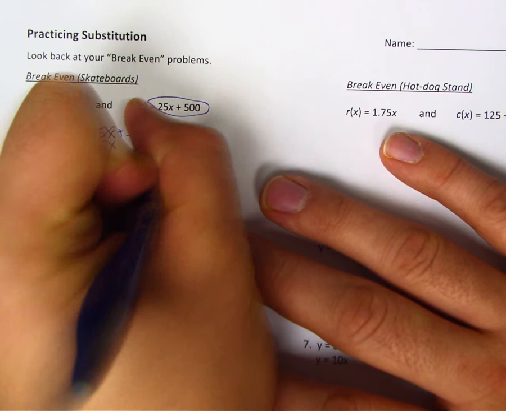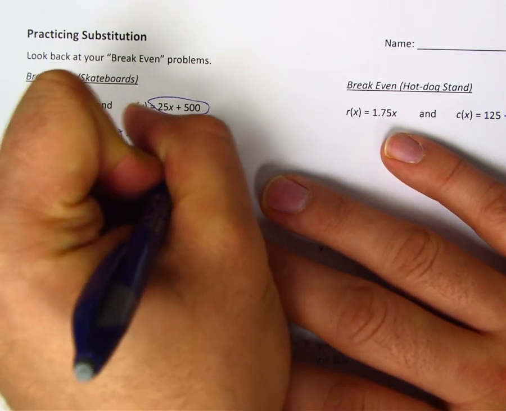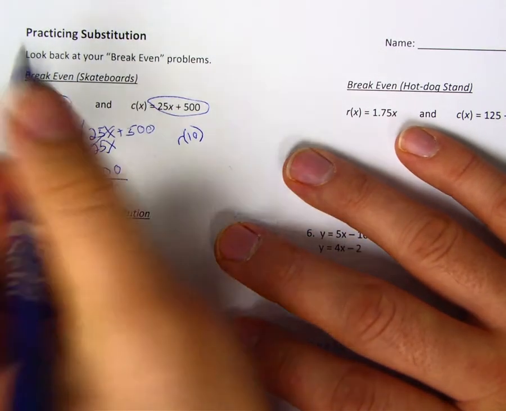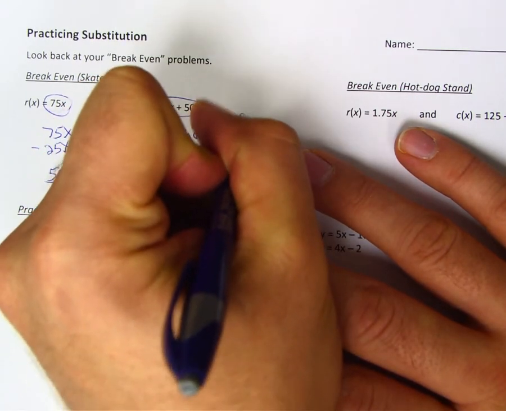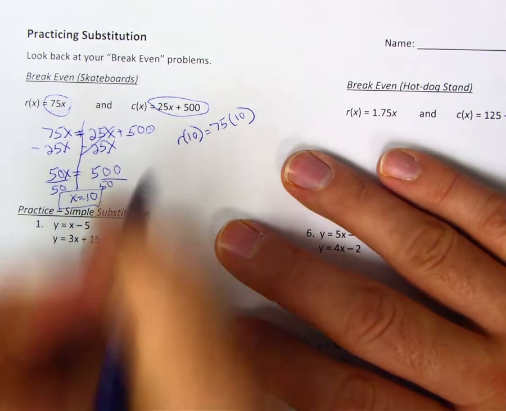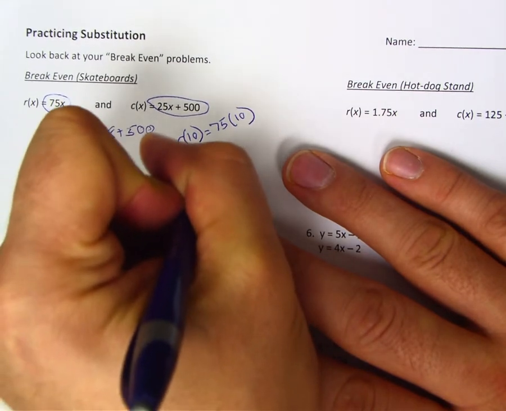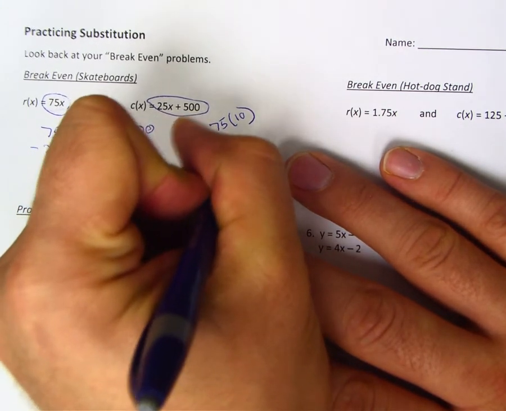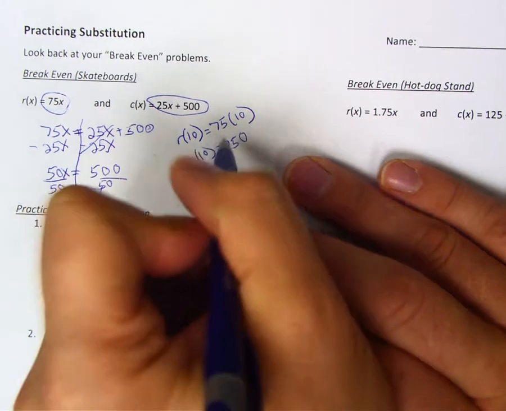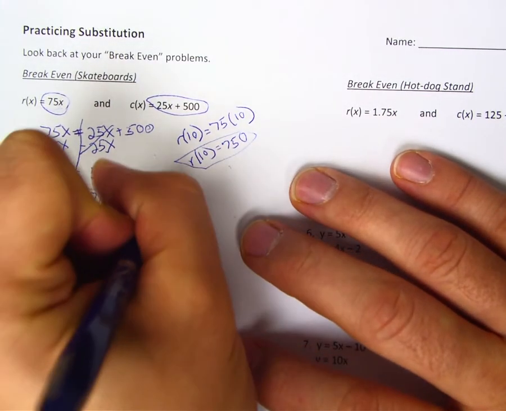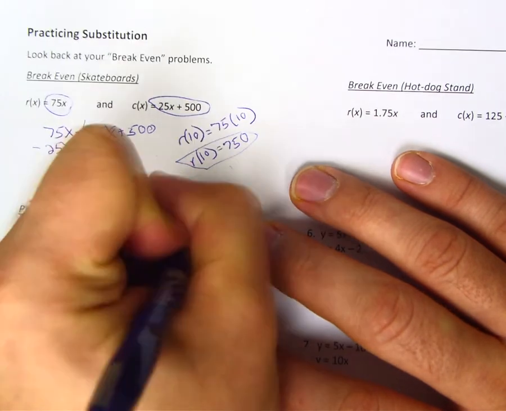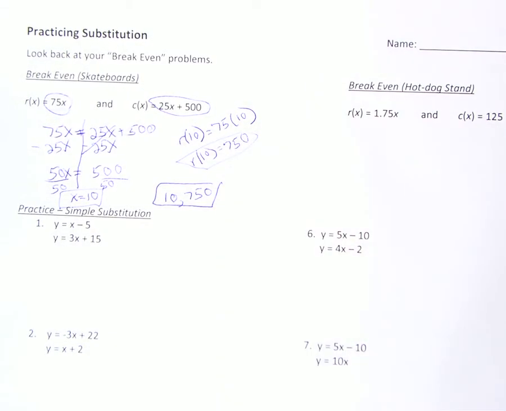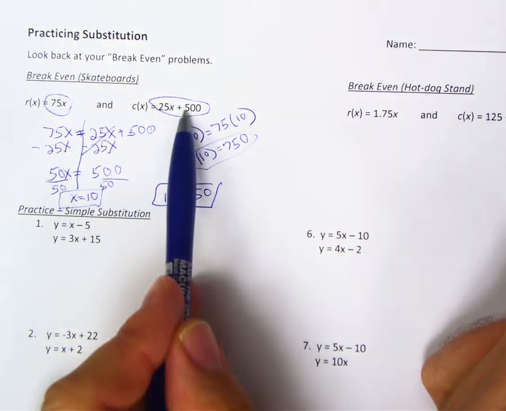So I'm going to say R of 10, the revenue when we sell 10, equals 75 times 10. And 75 times 10 is 750. Right, so these two are going to cross at 10, 750. This is the solution to the system of equations. All right, let's try this for the hot dog one real quick.